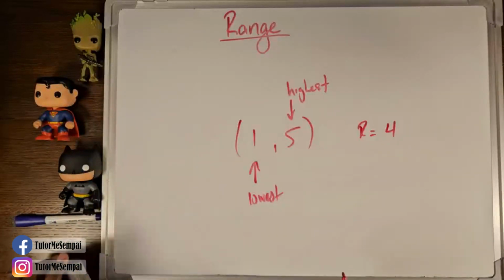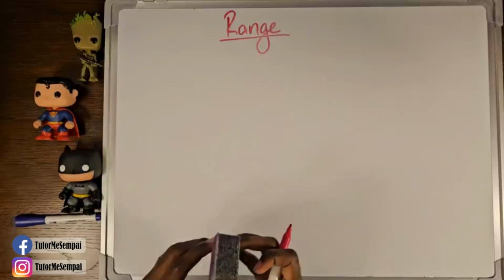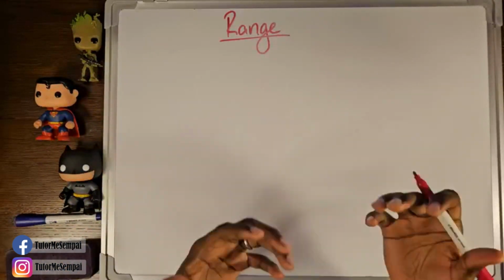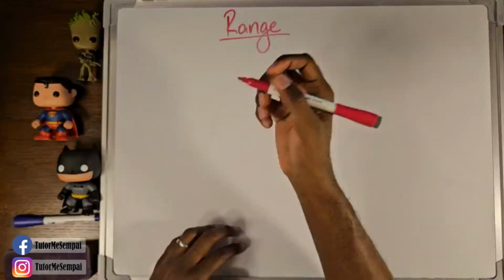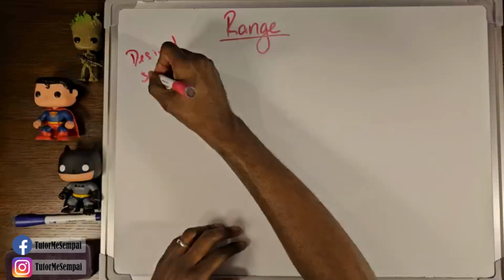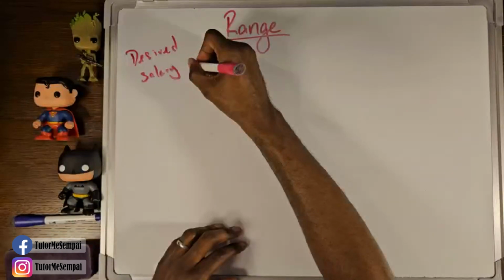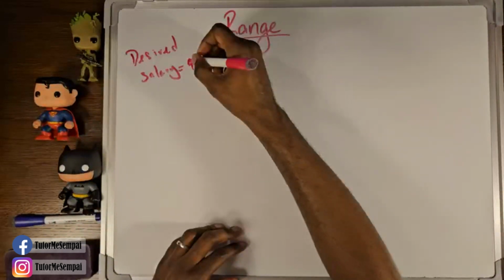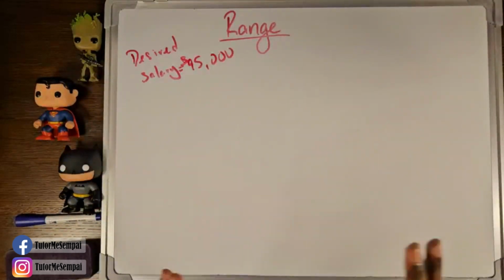Now, because range is so simple, it does have some pretty easy uses. For example, let's say that you were job searching. You were looking for a job. You have a desired salary. You're pretty qualified, and you want $95,000 for your desired salary.